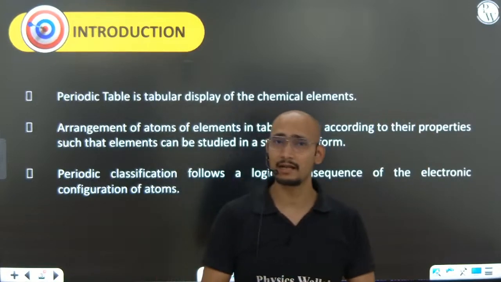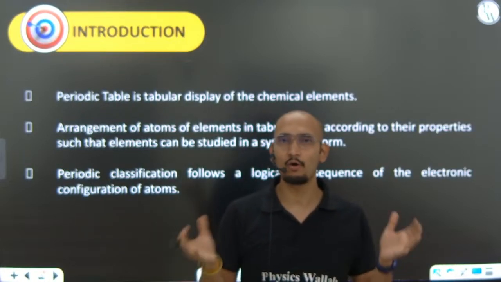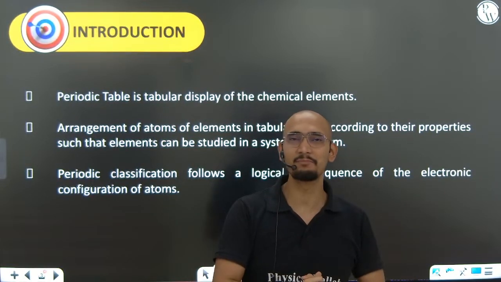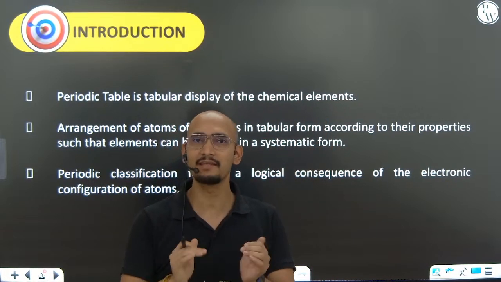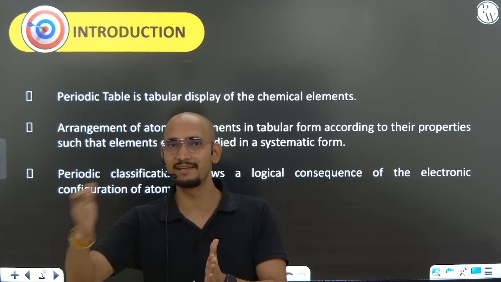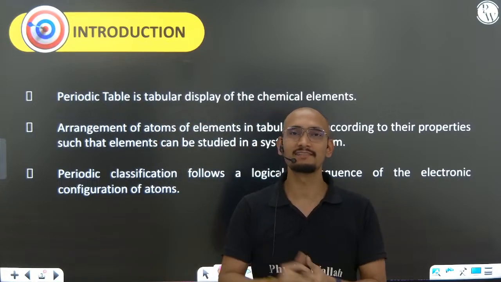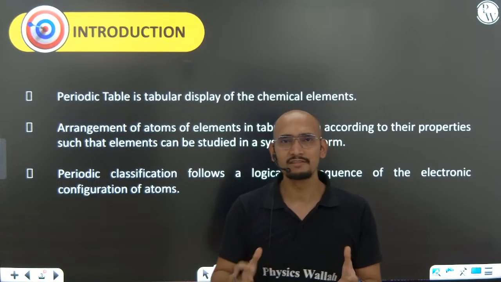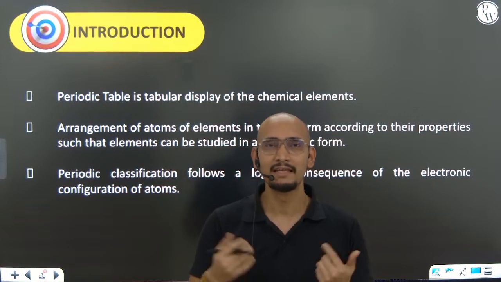Because, as we know, there are a lot of elements in nature. Many of them had the same kind of chemical and physical properties, and there were many periodic trends. Something was increasing, something was decreasing. So just to understand these things better, it was the need of the hour that we classify them in that way.